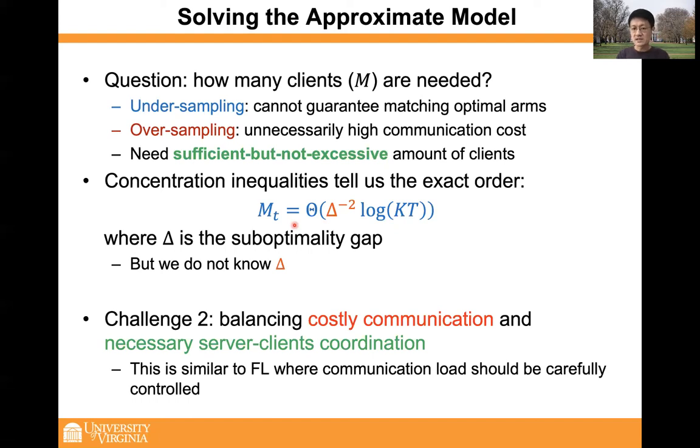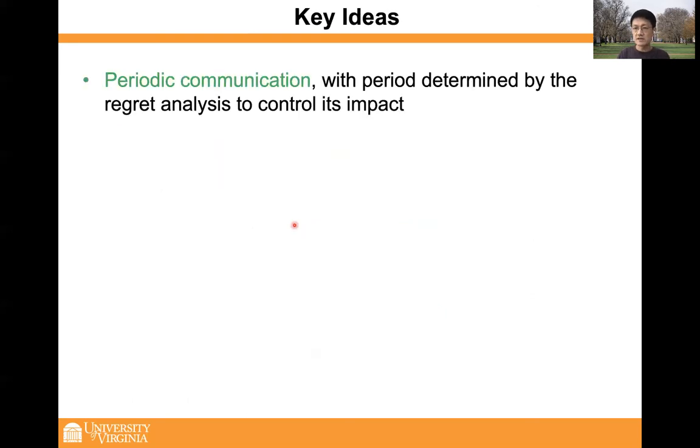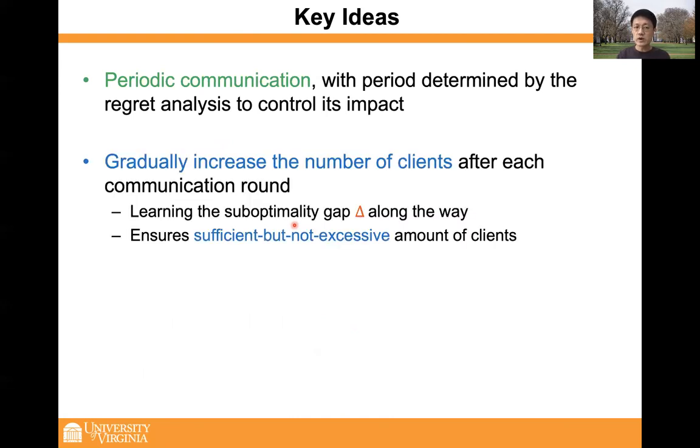The second challenge is to balance communication and necessary coordination. So this is similar to federated learning problems, where you want to minimize the communication cost while getting good convergence. So the key ideas of FMAB are, first of all, we do periodic communication. This is just like FL. And secondly, we're going to gradually increase the number of clients after each communication round. So in the engineering sense, we are starting off with a small set of users in the coverage area to do measurements. And then over time, we're going to admit more UEs to do measurements, or to play this bandit game for us. And we're going to stop at a certain point, not admitting more users.